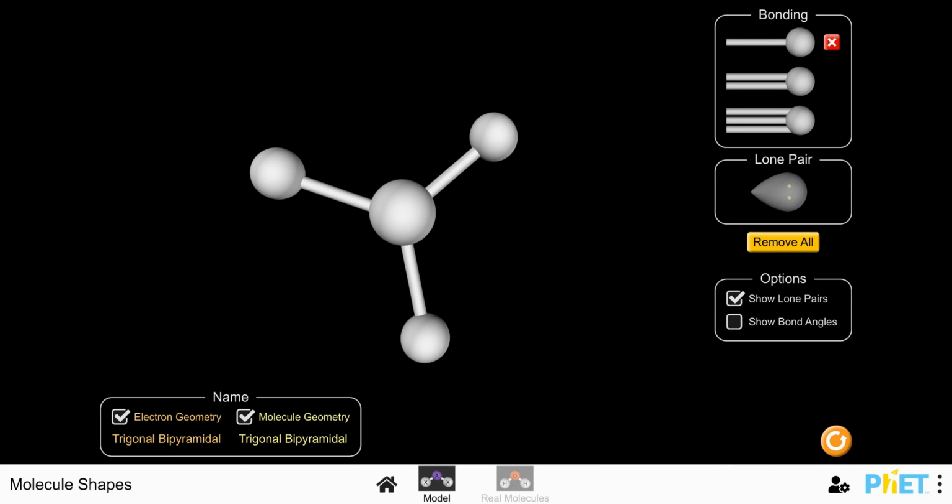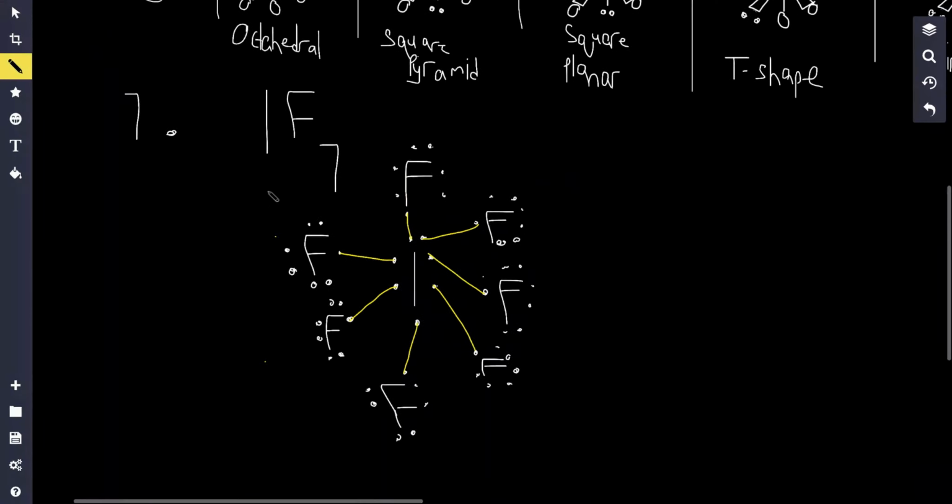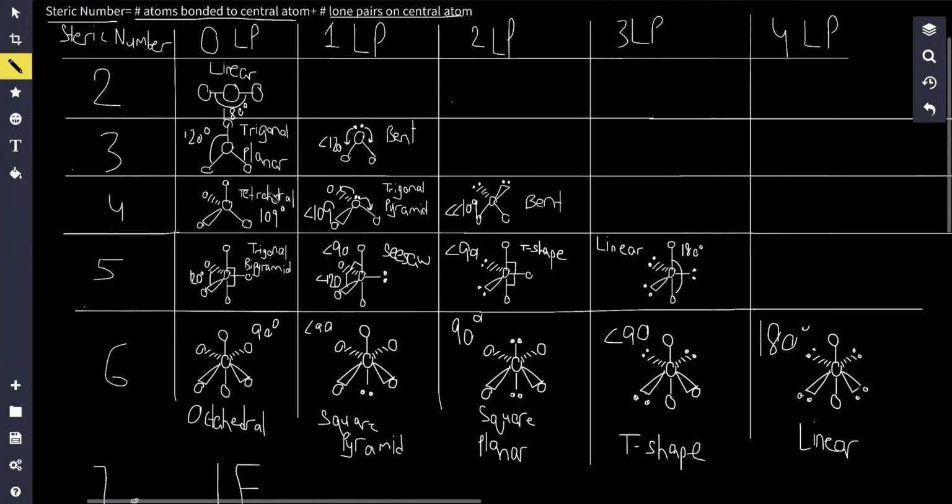There's also a theoretical molecule that could be created with a steric number of 8. I'm pretty sure that one is called square antiprismatic, but I don't know, actually. You'll have to search that up. From steric number 2 to 6, that's pretty much all you need to know.